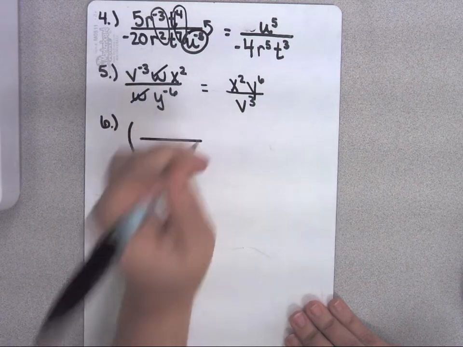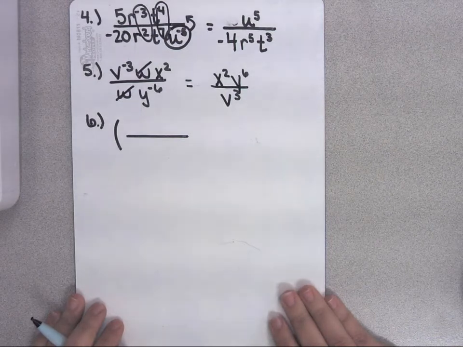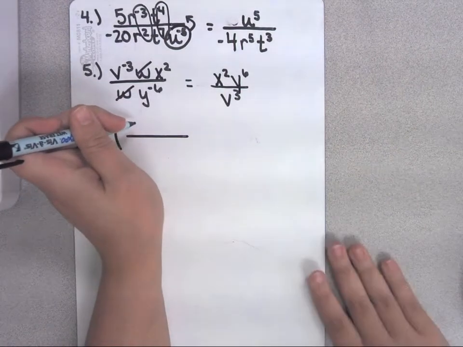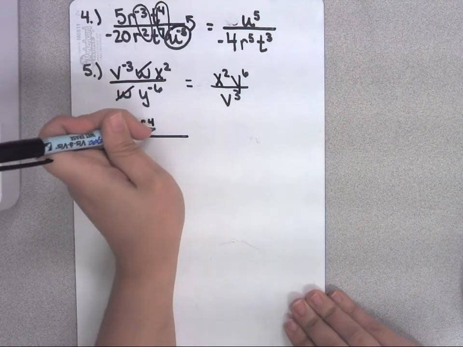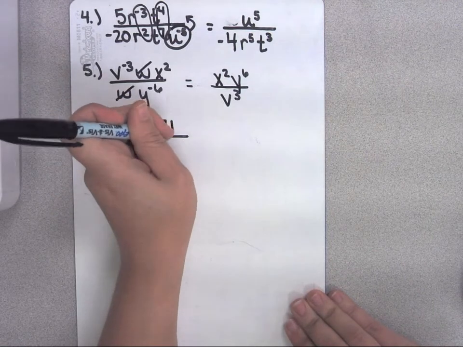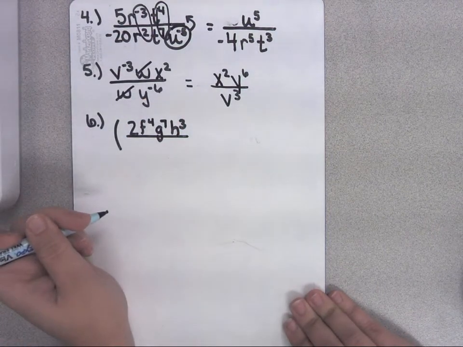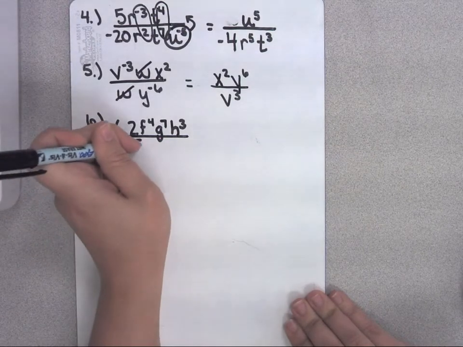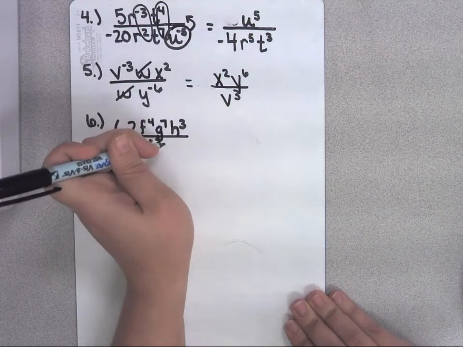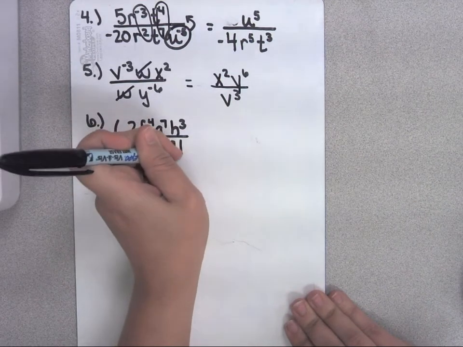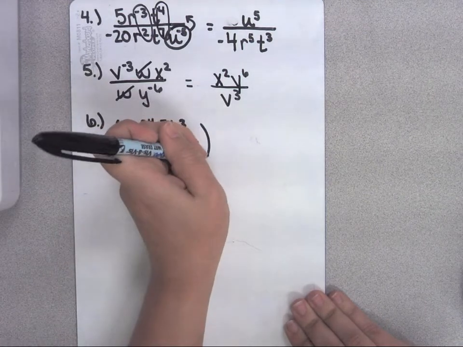Parentheses. Fraction within your parentheses. Top of the brackets. Fraction. 2f to the 4th, g to the 7th, h to the 3rd. Bottom, 15. F to the 3rd, G to the 9th, H to the 60th. Close your parentheses.